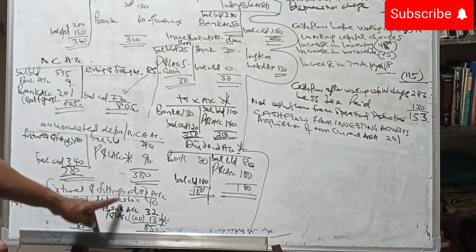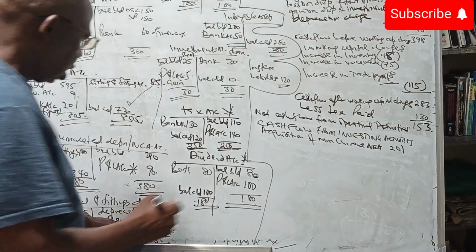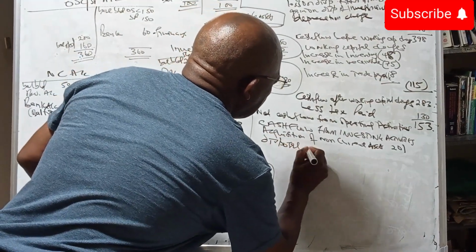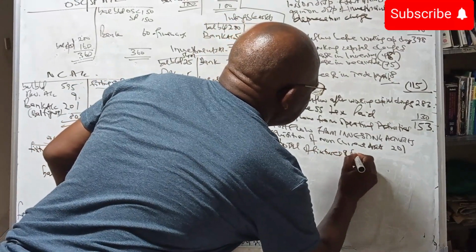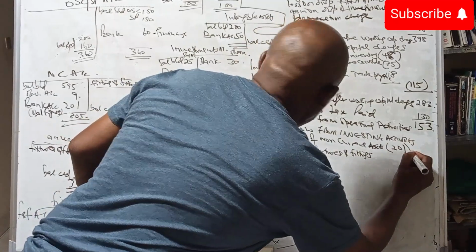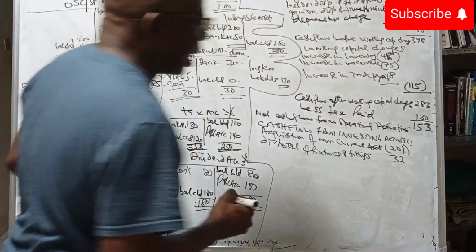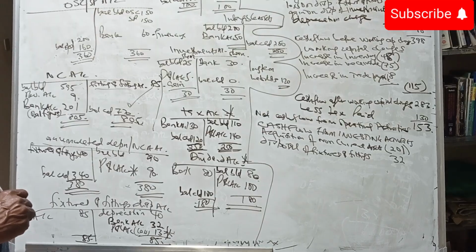sold fixtures and fittings. We sold fixtures and fittings at 32. Disposal of fixtures and fittings. Now, acquisition is a cash outflow, but disposal is a cash inflow. The cash outflow you bracket, cash inflow you don't bracket.